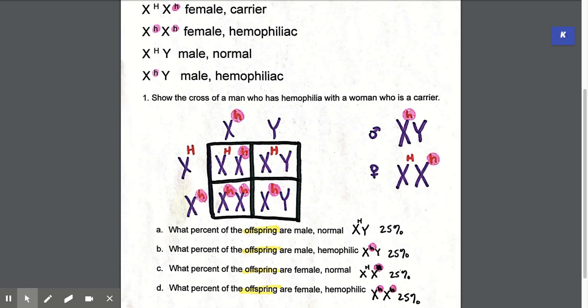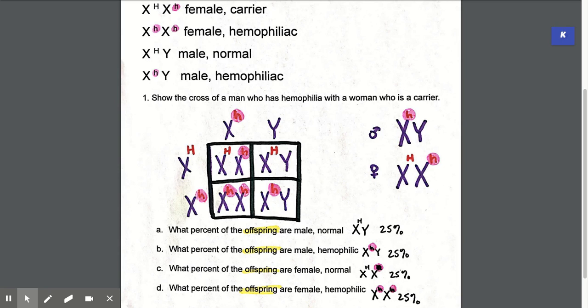So in my question number 1 here, it says, show the cross of a man who has hemophilia. So here is an XY, a male with hemophilia. So that little h, and then I highlighted it. And then a woman who is a carrier. So here's my female, XX, and that individual is a carrier. They have one capital H and one lowercase h. And again, that lowercase h indicates the gene for hemophilia.